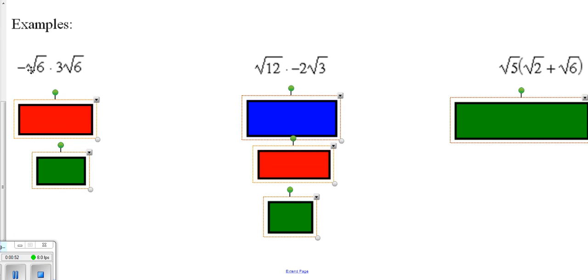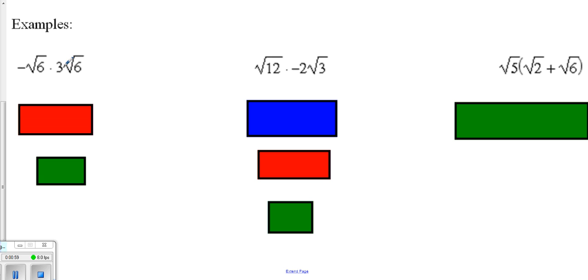We have the negative square root of 6 times 3 square roots of 6. Now, let's write out what the coefficients would be. Since we have a negative here, that's like saying negative 1 is this coefficient. On this one, our coefficient is 3. It's just the numbers that are right outside of our radical symbol. Okay, now let's write down what our radicals, our square roots are. This one, we have radical 6. And this one, we have also radical 6.